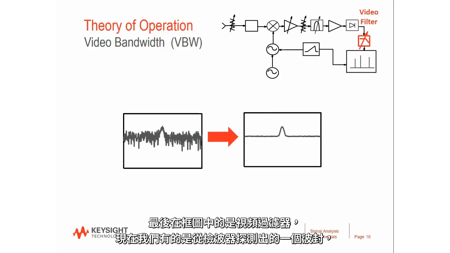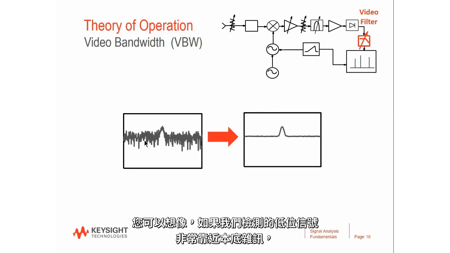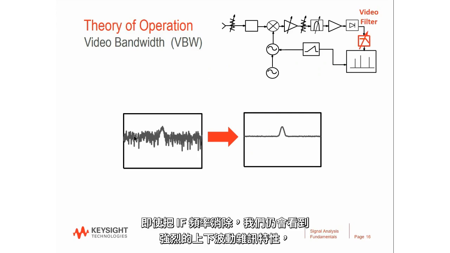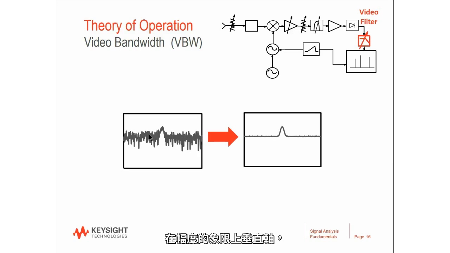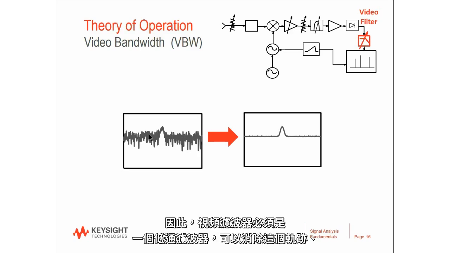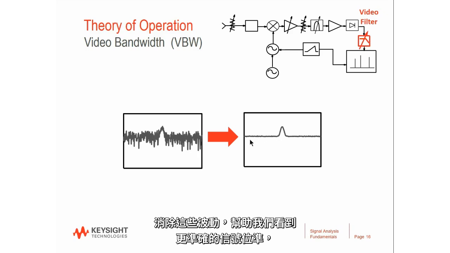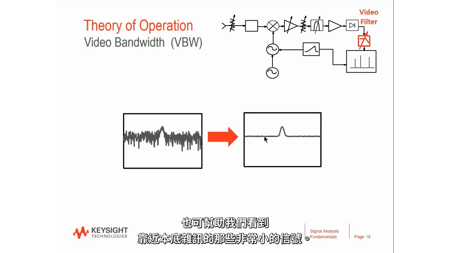And then the last stop in this block diagram is the video filter. So now we've got an envelope that's come out of the envelope detector. You can imagine if we're looking at low-level signals that are near the noise floor, even though we've stripped away the IF frequency, we might still see some strong up and down noise characteristics in the amplitude dimension, the vertical axis. So the video filter is essentially a low-pass filter that smooths out that trace, gets rid of those wild fluctuations, and helps us see more accurately what the level of the signal is, and might also help us see responses that are due to very small signals that are near the noise floor.